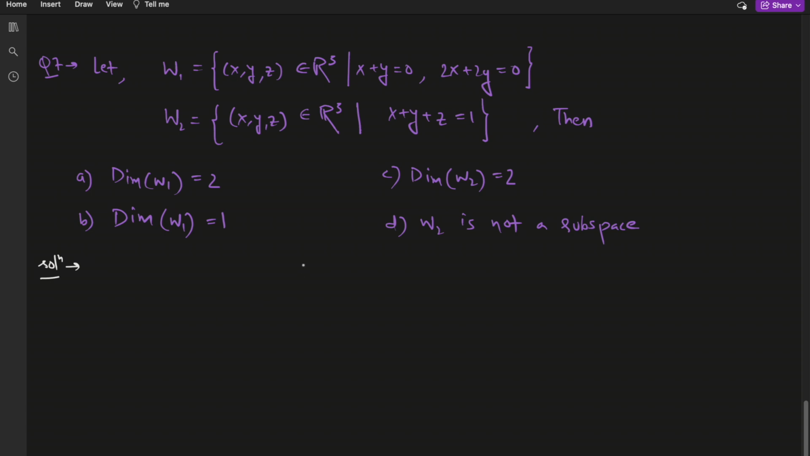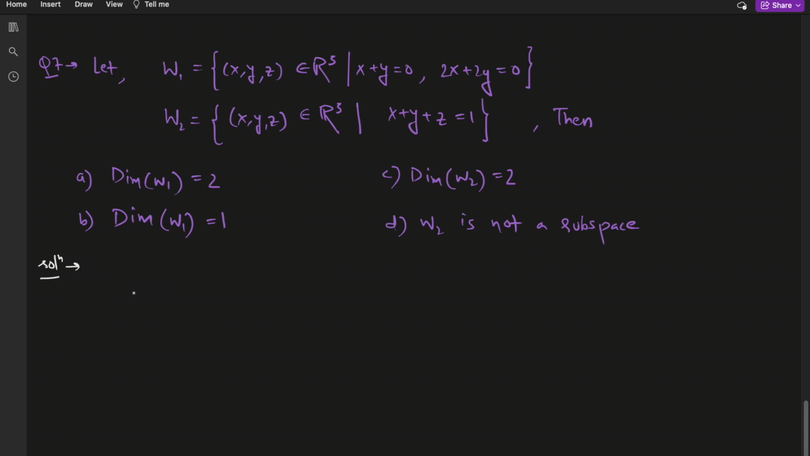All right. So first of all, in such a question, if you need to find the dimension, the formula is: first of all, see to which dimension the vectors are belonging. So the vector is belonging to R3, right? So the dimension of R3 is 3. Then you need to subtract the number of linearly independent restrictions.